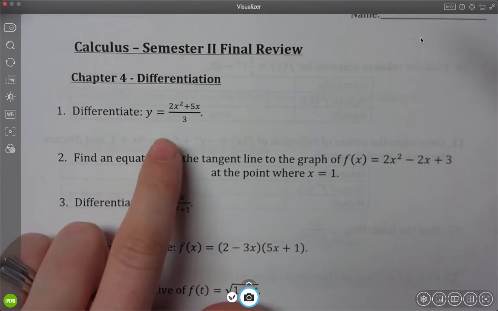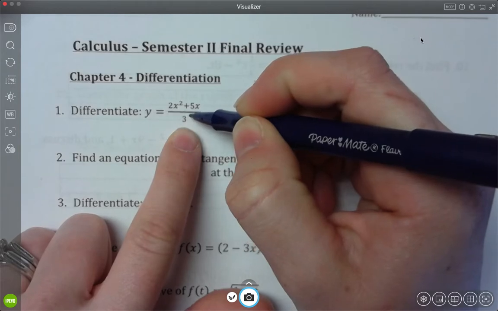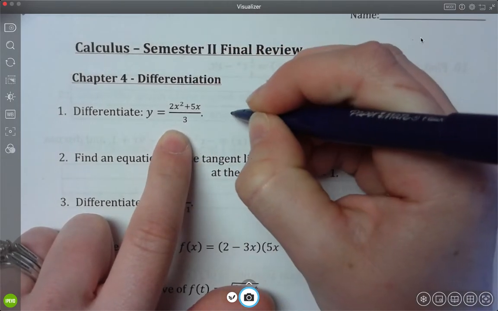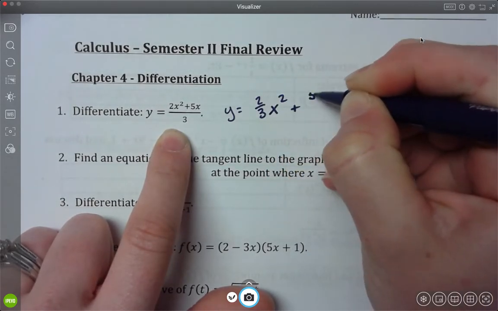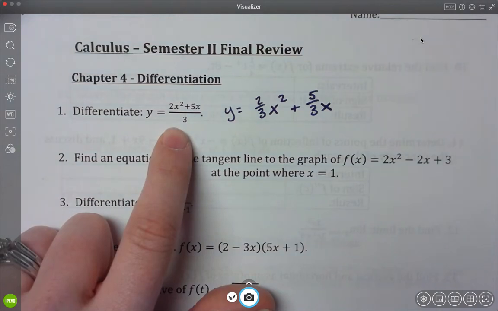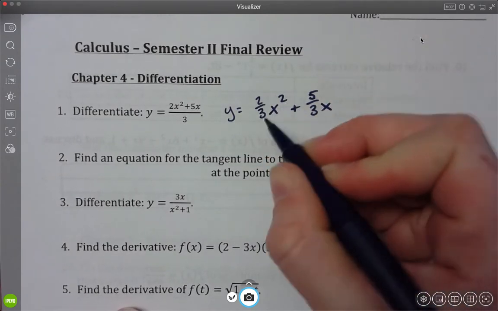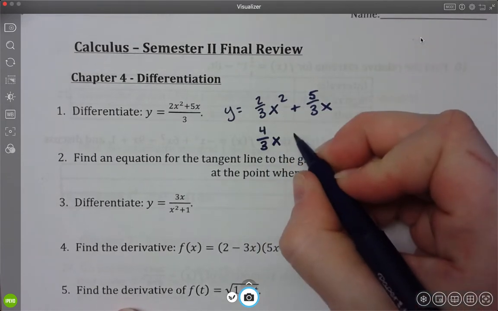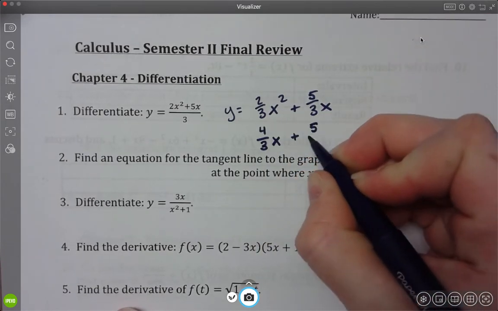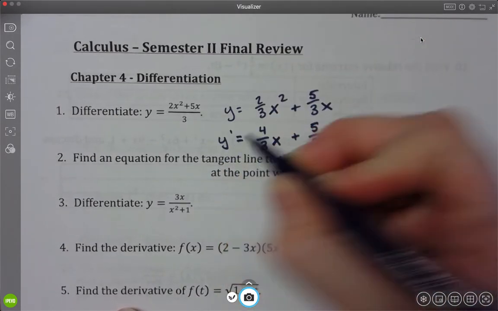So number 1, I think they're trying to trick you because since there's just a 3 in the bottom here, you can just write this as y equals 2/3 x squared plus 5/3 x. You can divide both of those by 3, and then it's really easy to just do the power rule. If I drop the 2 down in front, 2/3 times 2 is going to be 4/3, but now it's x to the first power, and then plus 5/3, and then x will just drop off. So that's what y prime is going to be, and there is the first derivative.